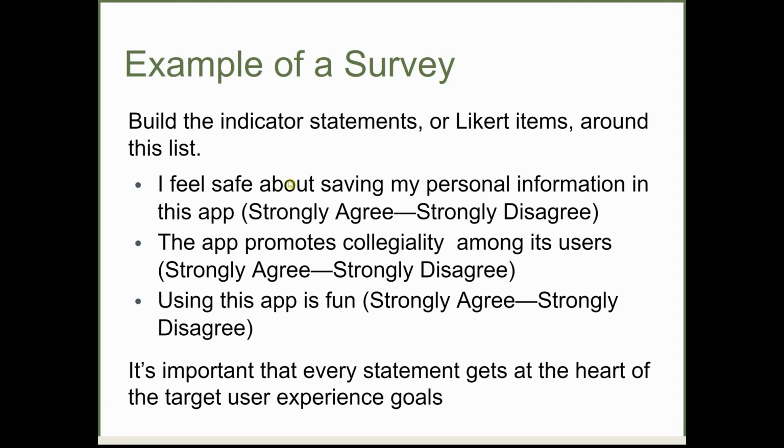So if your goal was to make the user feel safe about entering their account information, then you can ask this question: I feel safe about saving my personal information in this app. And then you can ask them to circle from this scale: strongly agree, agree, neutral, disagree, strongly disagree. Okay.